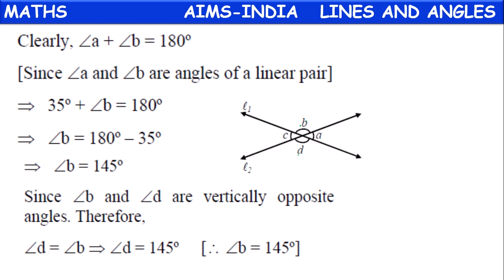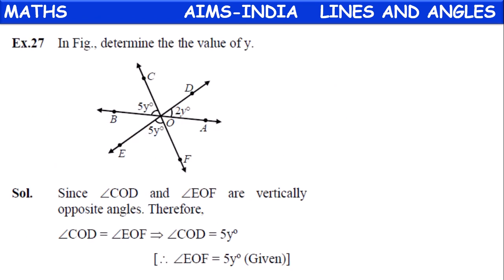And one more thing. This B and D are vertically opposite. If B is 145, D also equals 145. Like that, B value 145, D value 145, C value 35. Next one.